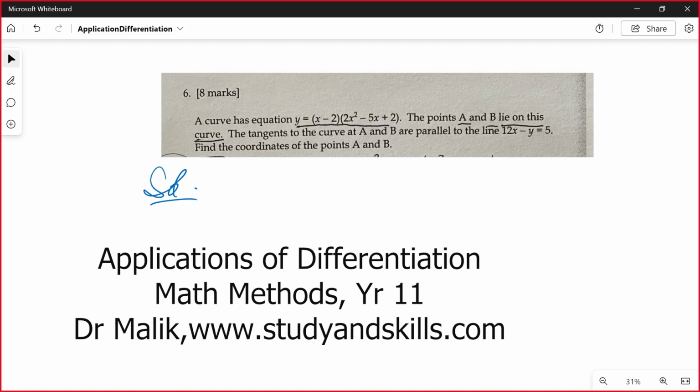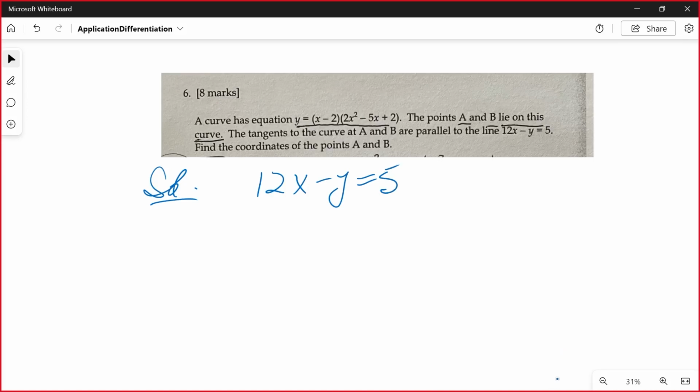Solution: we have 12x minus y equals 5. And what is the standard form of a line equation? Y equals mx plus c. Very nice. So we are required to change this equation to that standard form. Can you do it in your notebook? Change it into a form where y is equal to something.